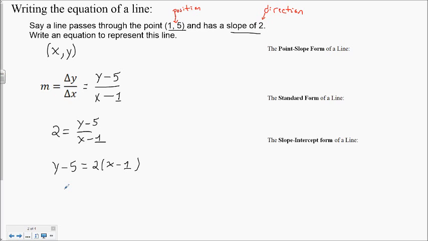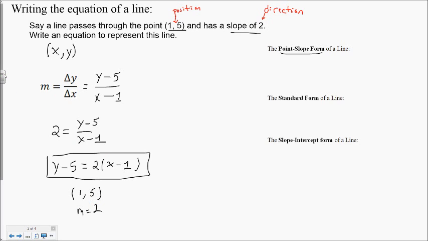This is actually the first form of the equation of a line. This is what's referred to as the point-slope form of a line. The reason it's called the point-slope form of a line is that I can read off a point that's on this line. The coordinates are (1, 5), and the slope, which is 2. So it's called point-slope because I could read off a point that's on this line and a slope that's on this line.